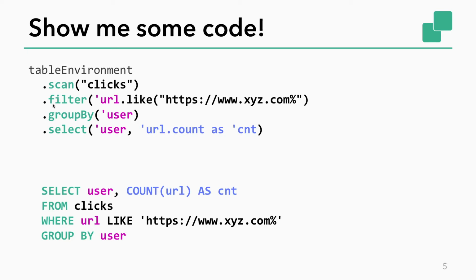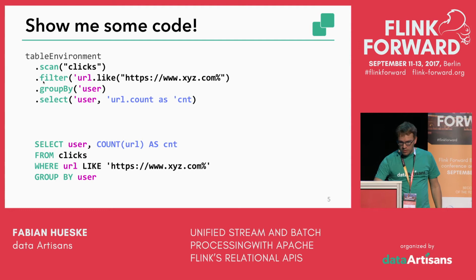And both queries are internally translated into the same representation, into the same logical plan. And then from there on, the system does not even distinguish between table API queries or SQL queries. From there on, everything goes the same way. This is also why it's fairly simple to have both APIs.